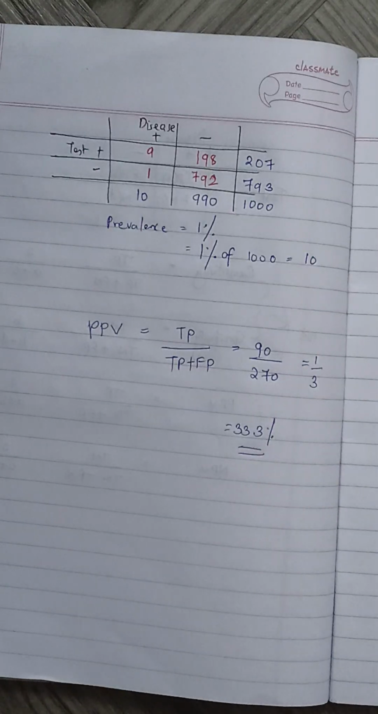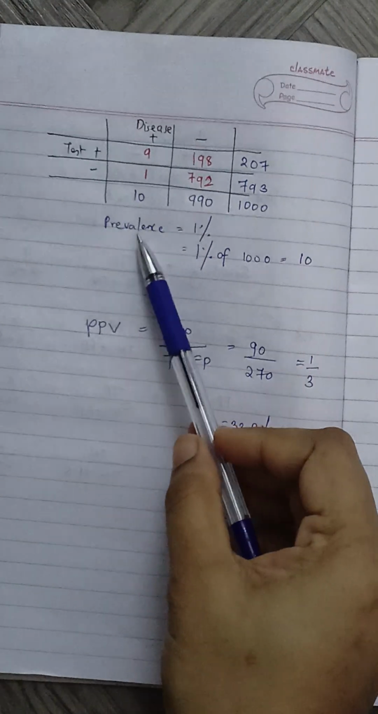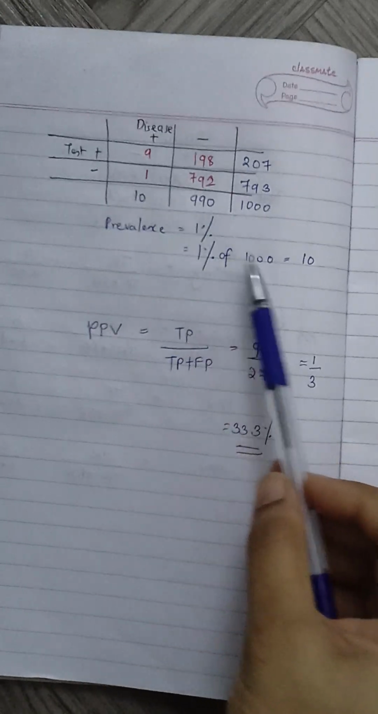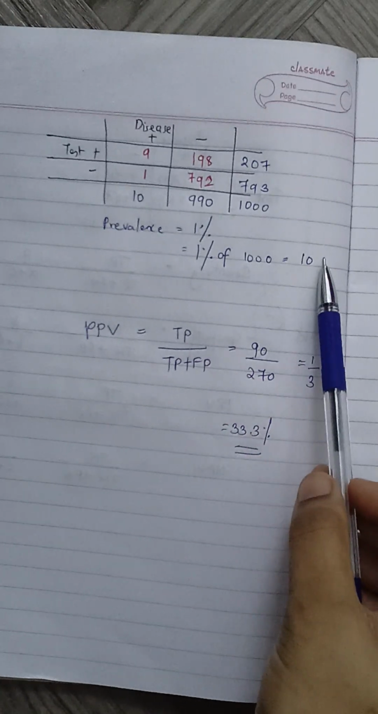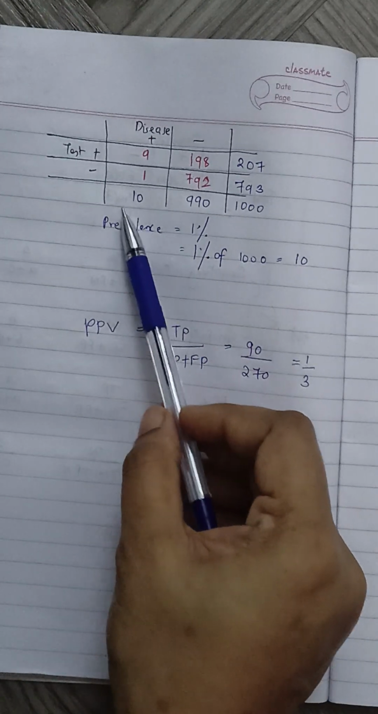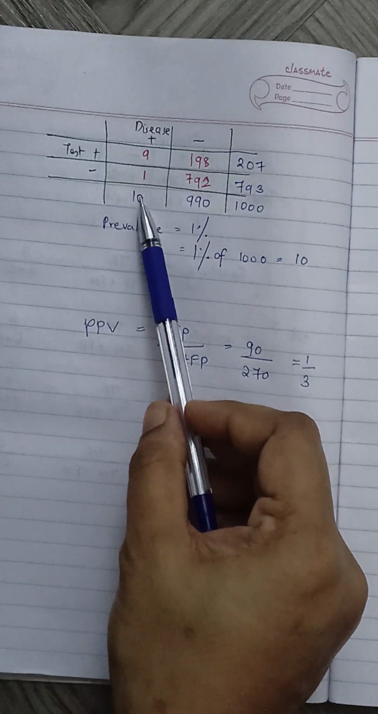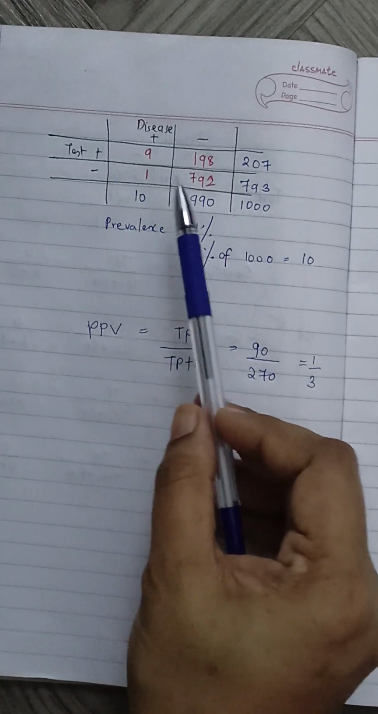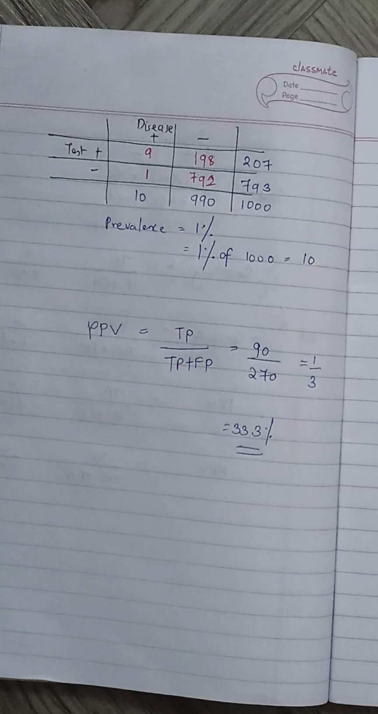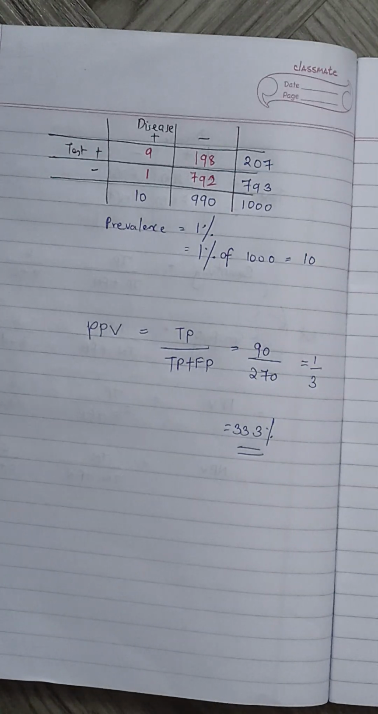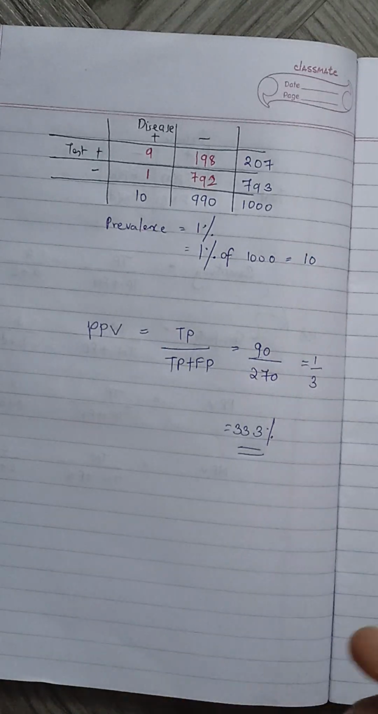So with the new prevalence, we have rewritten the table. Prevalence now becomes 1%. So 1% of 1,000 means 10 people have disease in total. So the total number of diseased is 10. Now sensitivity is again 90% because sensitivity is not dependent on prevalence. Sensitivity and specificity are not related to prevalence. Prevalence is a part of that population, it's a measure of that population. And sensitivity and specificity are characteristics of that particular test. So sensitivity remains the same.